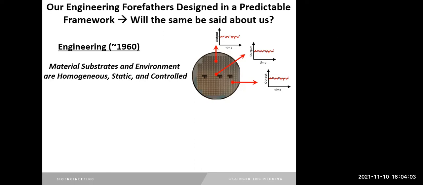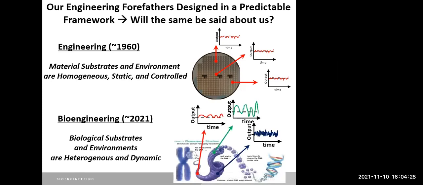So the silicon wafers that integrated circuits are built upon, and components are placed at different locations on this silicon wafer, you have a known input and output of that component. And that's because the material substrate and environment are homogeneous, static, and controlled. We know, though, that on the other hand, a virus that integrates at different locations in the DNA will have different outputs, even though the genetic code of that virus is the same. And that's because the biological substrate and its environment are heterogeneous and dynamic.